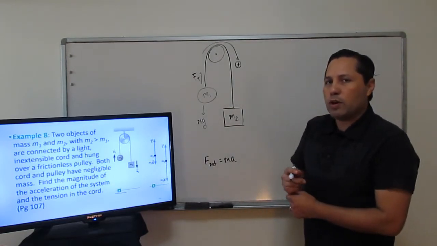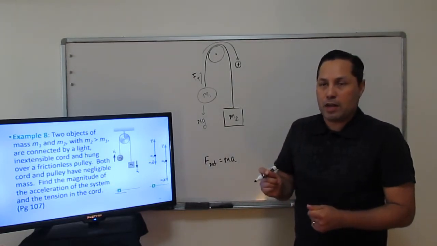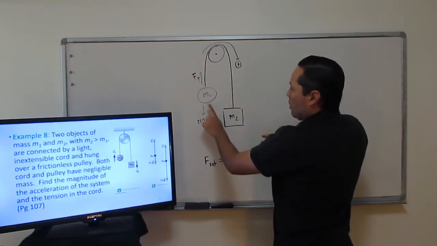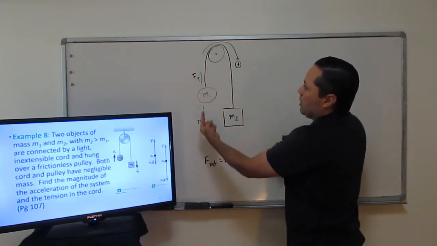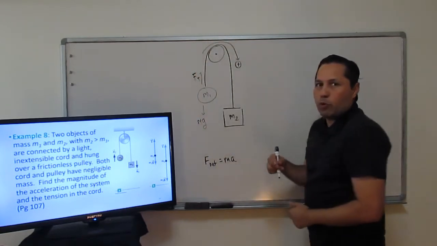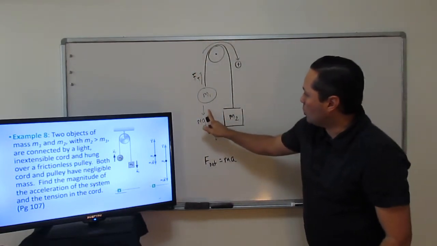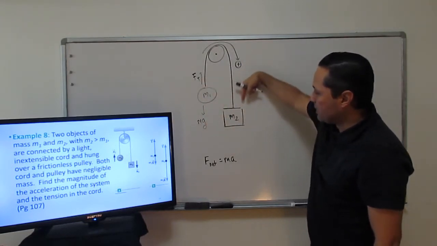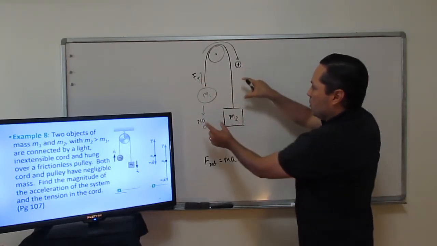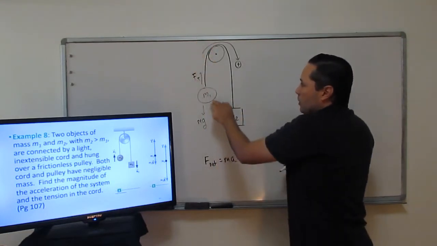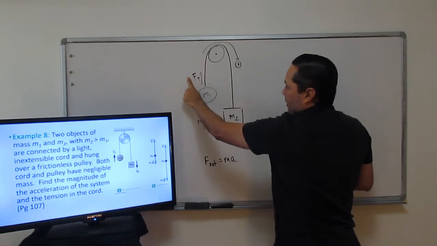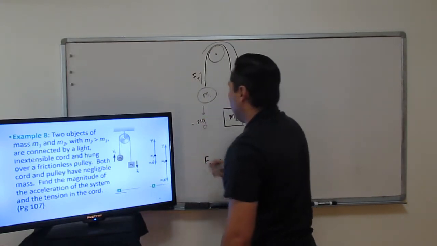Now, I do want to have one of these as positive and one as negative. Since m2 is greater, m2 is going to move down and m1 is going to go up. I'm going to set the positive direction pointing towards m2. So going up on this side, up is positive, but on this side, going down is positive. Since this one's going up, that one's going down. So if this is positive, that's positive, this one will be negative.